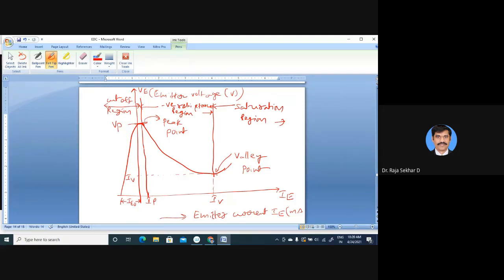So when the emitter voltage is greater than VP, then the diode conducts. When the diode conducts, IE increases. When IE increases, the charge density increases, due to which RB1 reduces. When RB1 reduces, VE reduces. Here VE is reducing. This is called negative resistance region up to this.